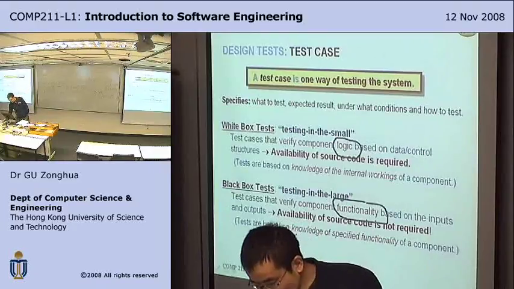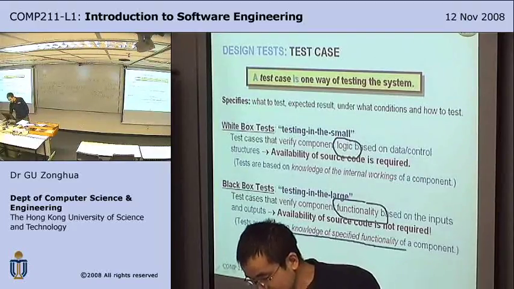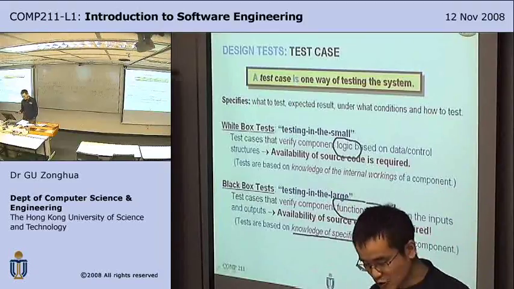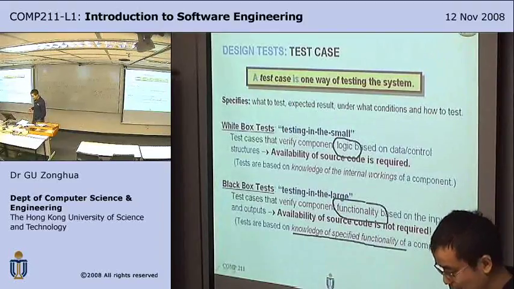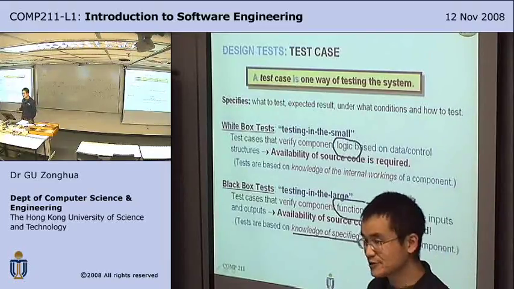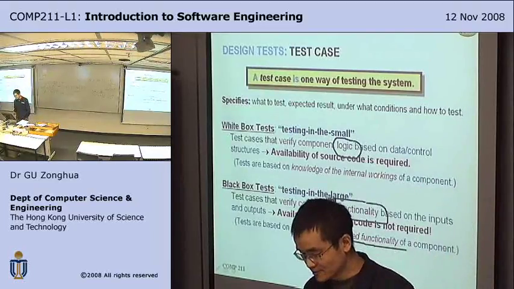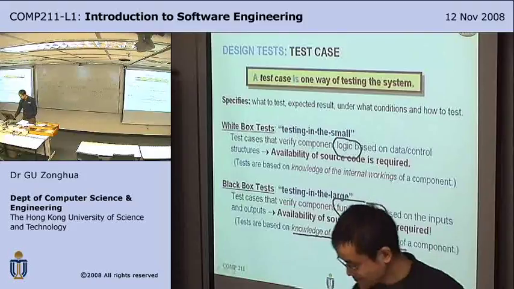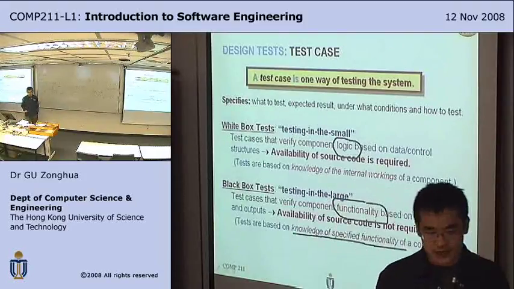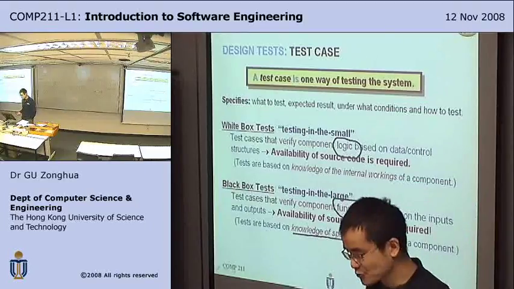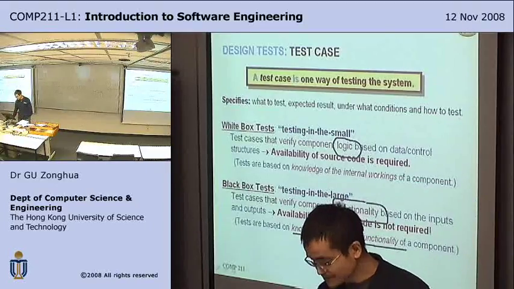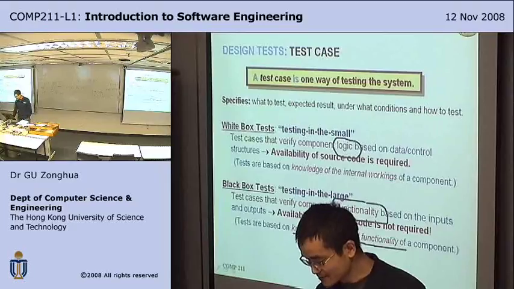They are based on knowledge of a specified functionality of a component. If a component is a sorting operation, then if you pass it an unsorted array, it should return you a sorted array. As long as the array is sorted, whether it's implemented as quicksort or bubble sort doesn't matter to the black box tester, but it does matter to the white box tester.